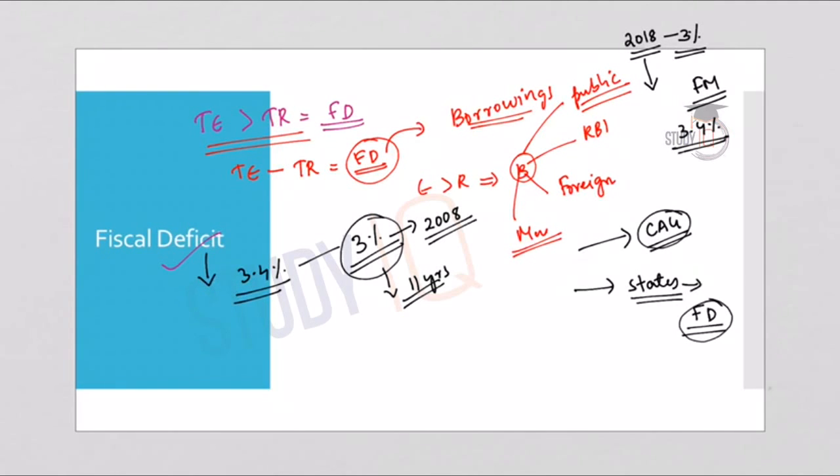Now, why is it important to bring down the fiscal deficit? Fiscal deficit has to be brought down because the borrowings have to reduce. The government will have to pay interest on borrowings. This will further deteriorate the situation of the fiscal deficit. So the government is planning, or the government has to adopt, fiscal consolidation.